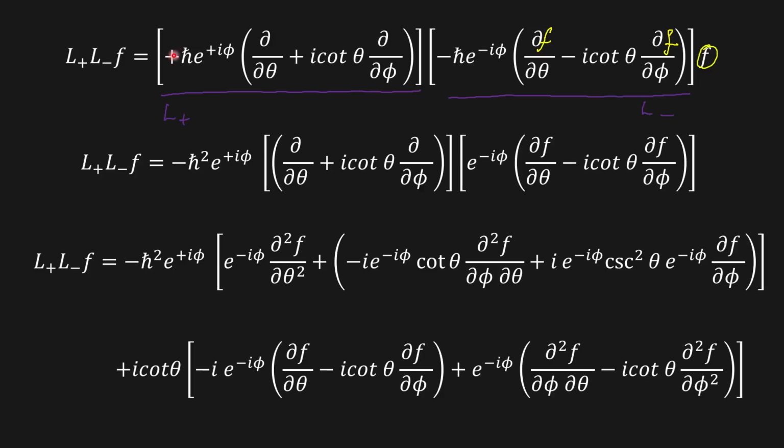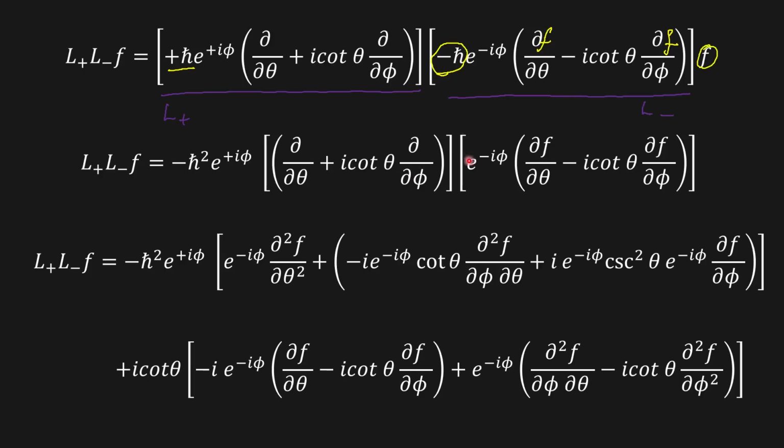Another thing is, I am going to take this plus h cross and minus h cross, these two terms, outside. If you multiply, you will get minus h cross squared. The exponential term comes first, and there is no operator before this exponential term, so you can take that as it is. That is e to the power plus i phi. Then the remaining term is del over del theta plus i cot theta del over del phi.